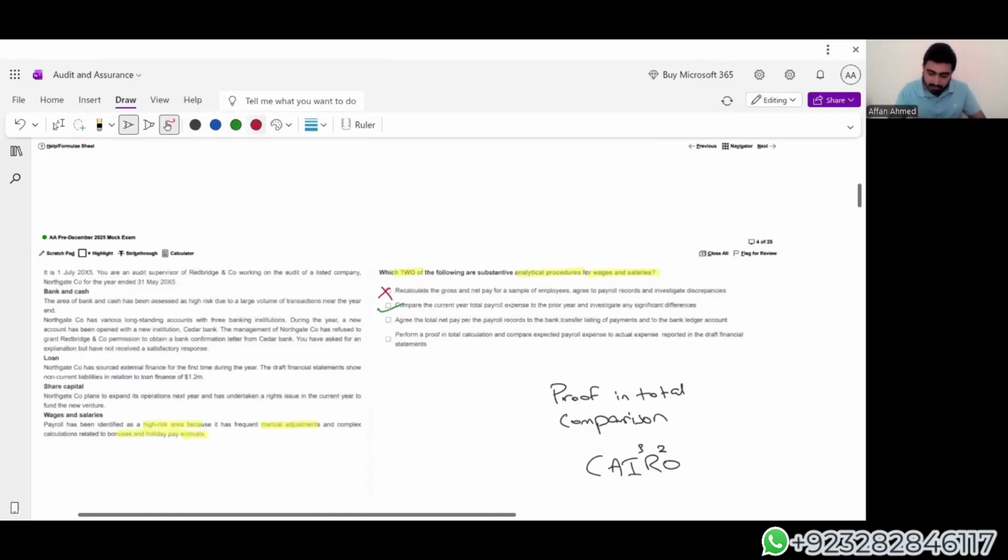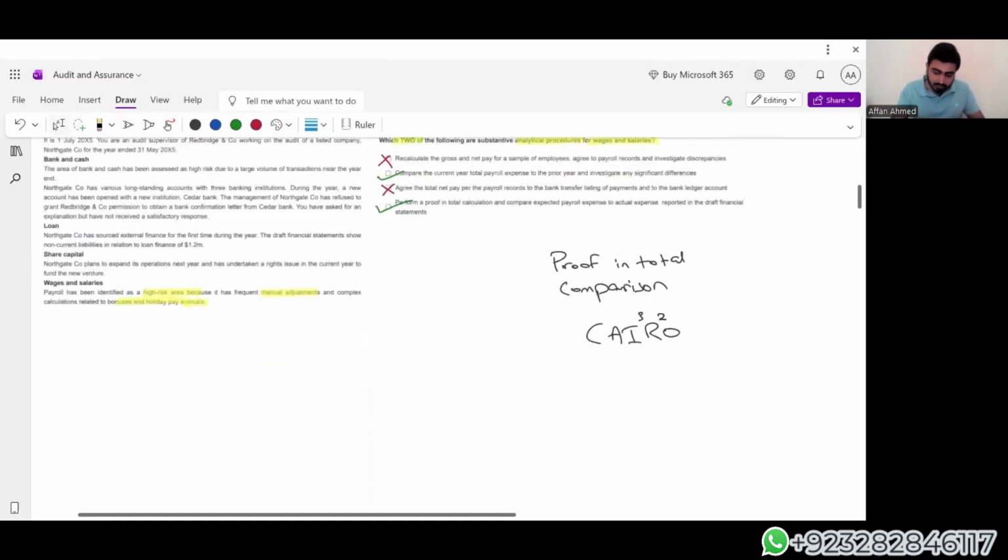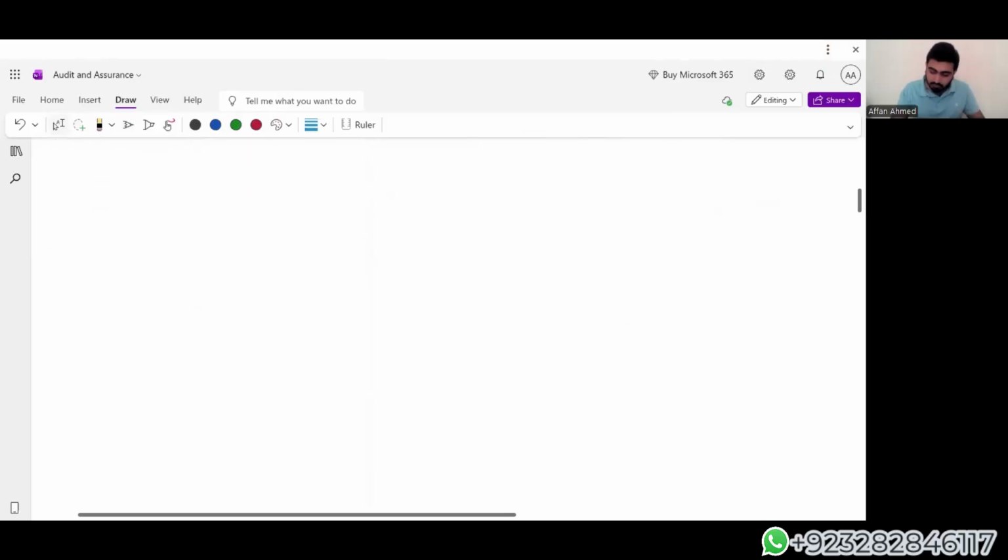Then next, agree the total net pay per payroll records to the bank transfer listing of payments to the bank ledger account. So they're saying that we are verifying three documents, agreeing each of the balances written in each of the areas. That is agreement, not an analytical procedure. So wrong. And the last one, by the name of it, perform proof in total and compare expected payroll expenses to actual, is an analytical procedure. I believe this was very easy for you guys as you are well versed with analytical procedures. Now let's move forward.